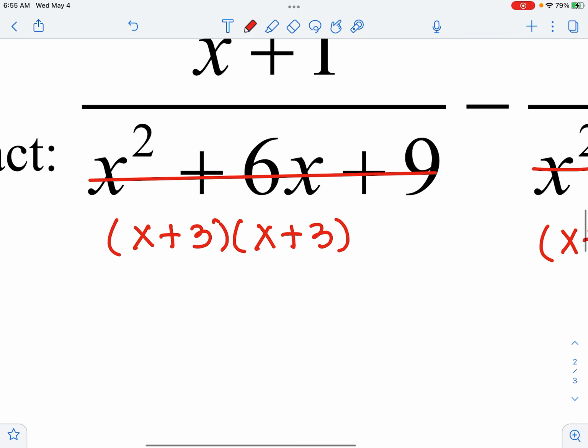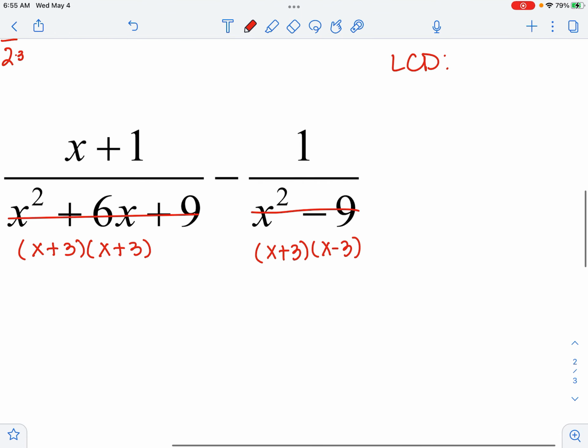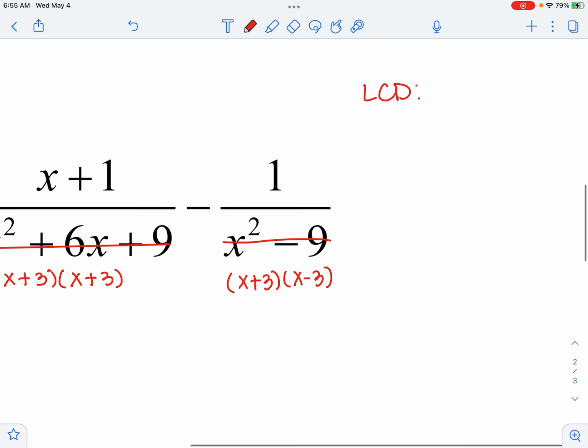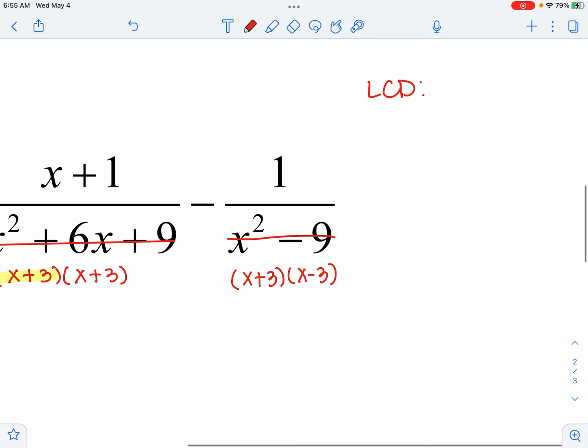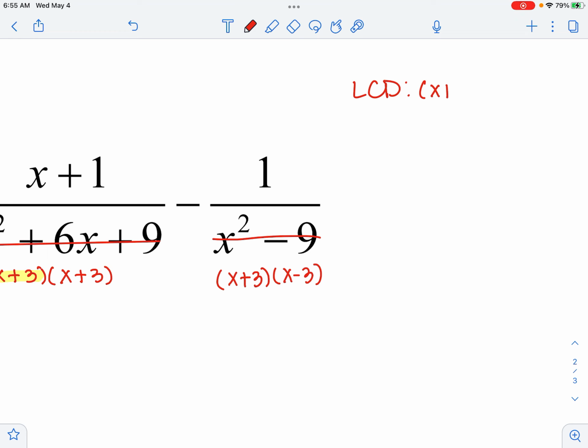So we need a factor to cover all factors. Okay? So I need a factor of x plus 3 to cover this factor. So I'm going to write down x plus 3 over here. Now that will cover any factor of x plus 3 in the other denominator. So it'll cover this x plus 3.